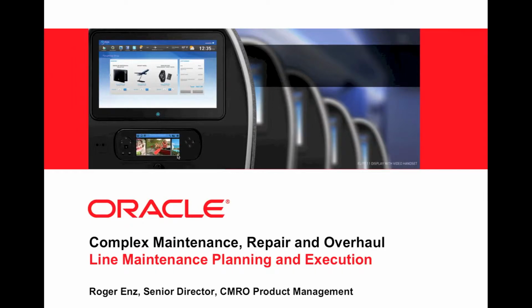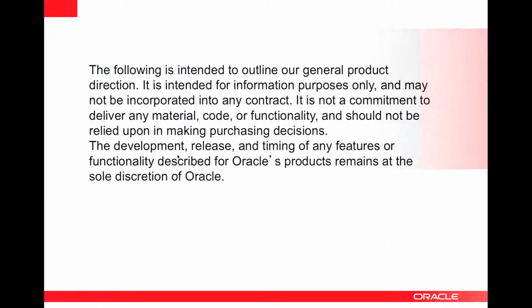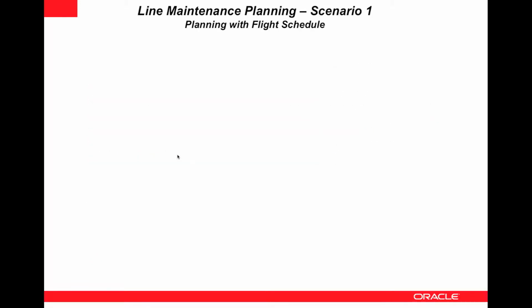Today we're going to talk about line maintenance planning and execution. But before we take a look at the software, I would like to give you some background information. In order to support an effective and efficient line maintenance process, the software needs to be easy to use and needs to support a high level of automation and defaulting.